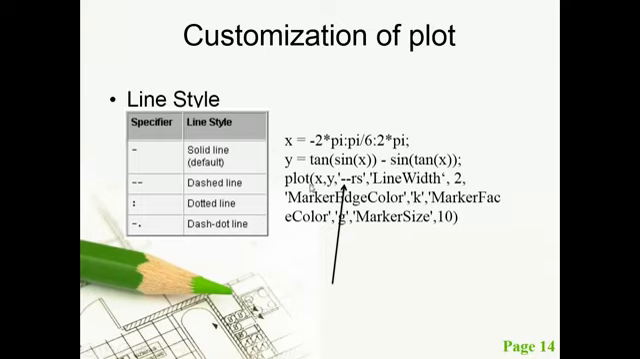In the command plot, this is x versus y, and this is the line style. Double dash indicates the dashed line. For a continuous line, use a single dash, that is solid line or continuous line. This is dotted line and dash-dot line. So you can change the line style here and check the graph or plot.